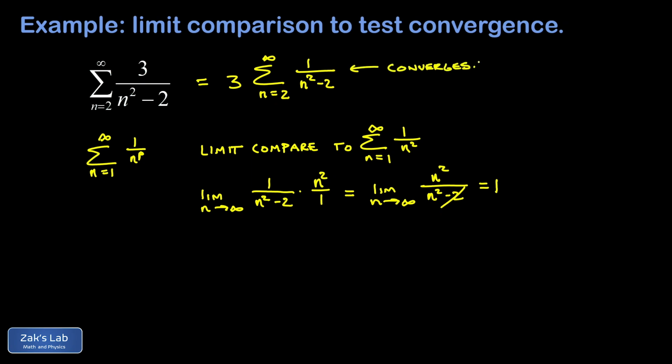And really the point is, you want to be able to do this at a glance. You want to go back into this original series and say, oh, the 2 is negligible in the large n limit. This is basically a 1 over n squared thing. I know it's going to converge.